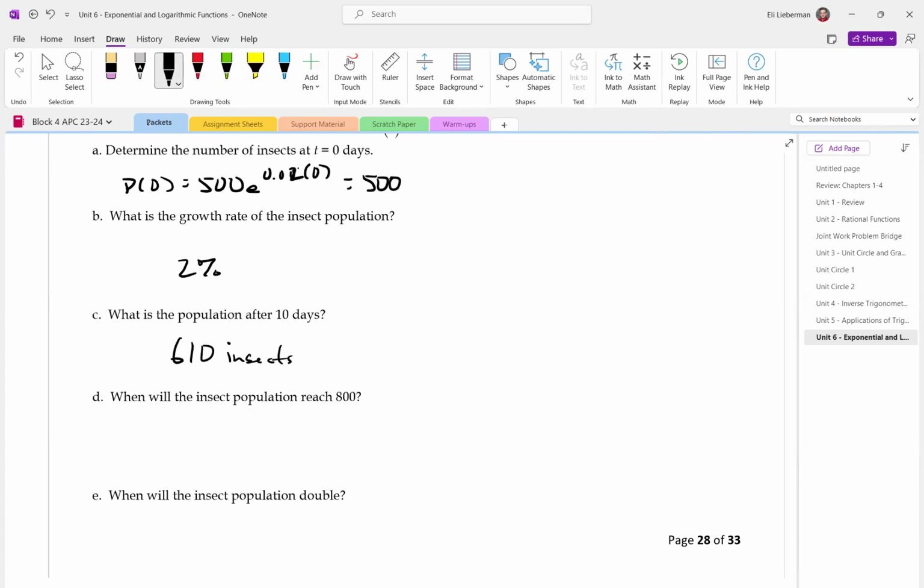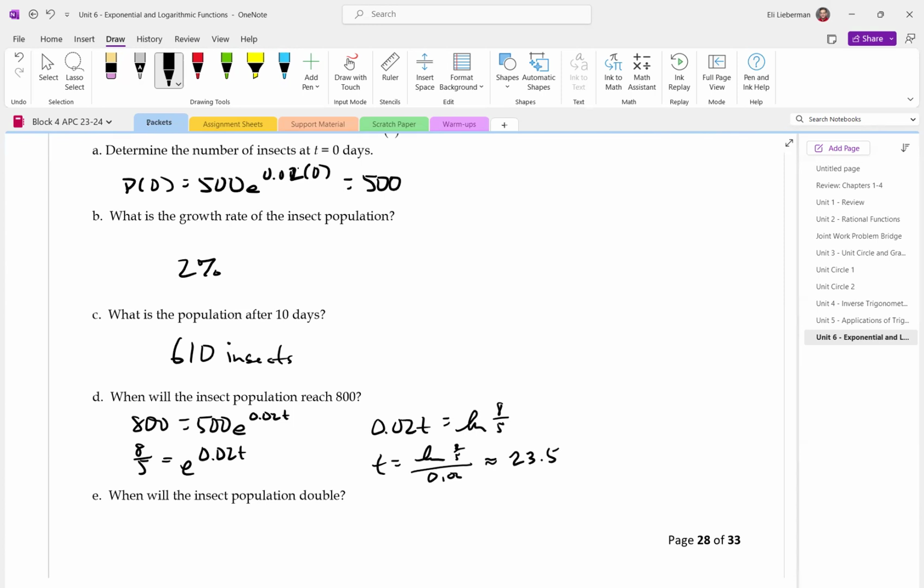So I set 800 equal to 500 e to the 0.02t, and then divide by 500, so you get 8 over 5 equal to e to the 0.02t. Then I take the natural log, so 0.02t equals ln of 8 over 5, and then divide by 0.02. You got 23.5-ish days. Are we good? It's 23.49, which could be rounded to 24 days.